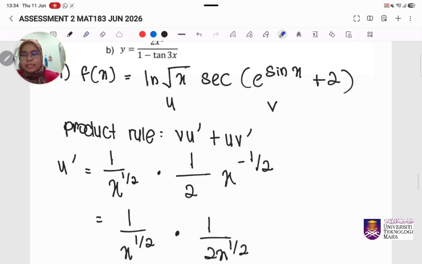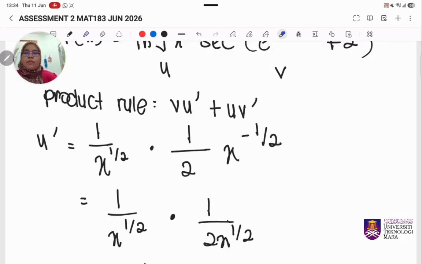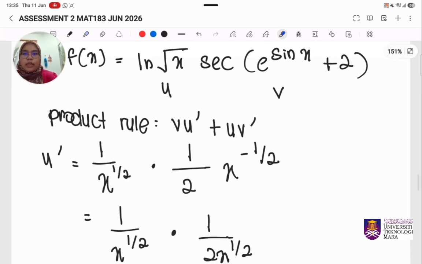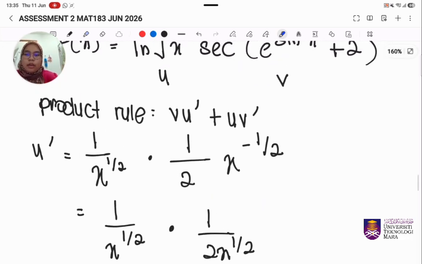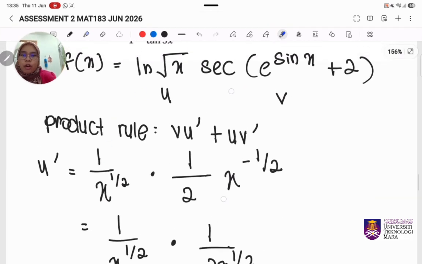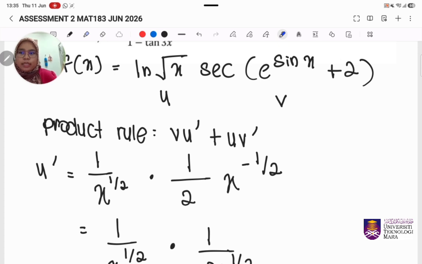For the product rule, it has a standard formula: V U prime plus U V prime. The first one I do is U prime. So this is ln square root x. If you differentiate the ln and square root x, you will get 1 per x square root, because this is a square root, you have to put 1 per 2. For ln, the derivative is 1 per the variable. That's why I use 1 per x, 1 per 2, and times this.